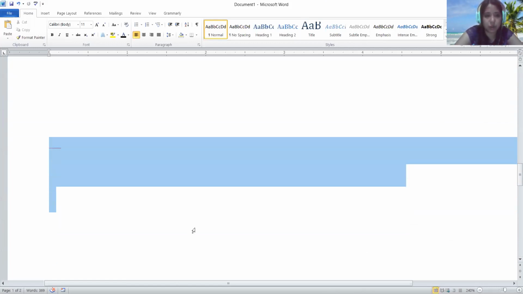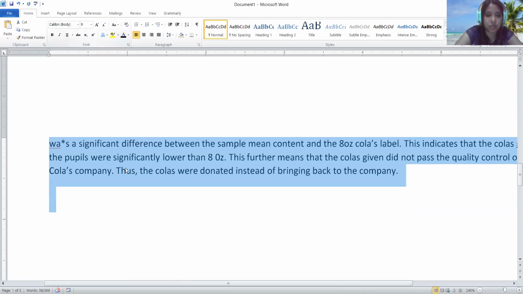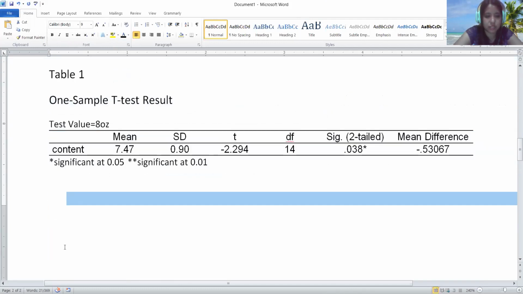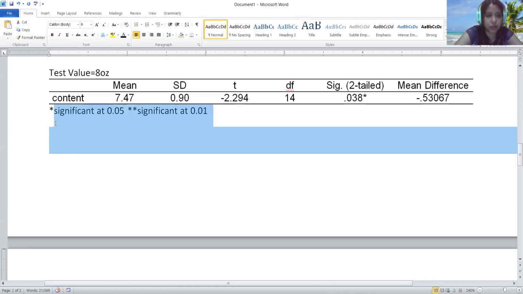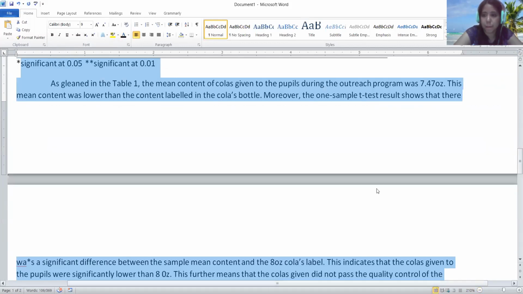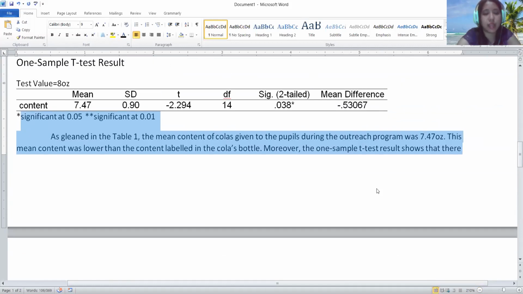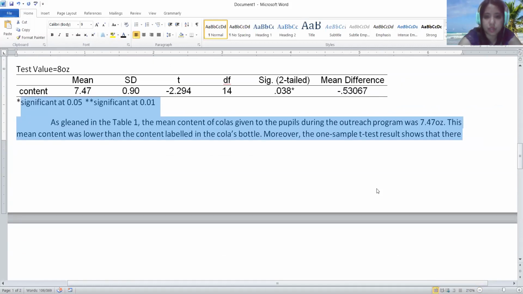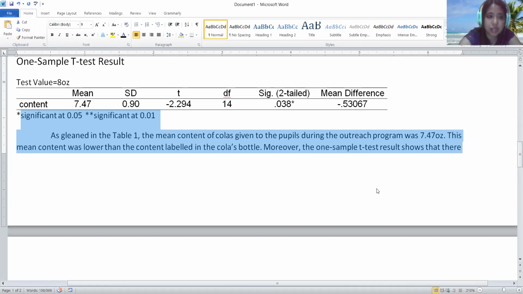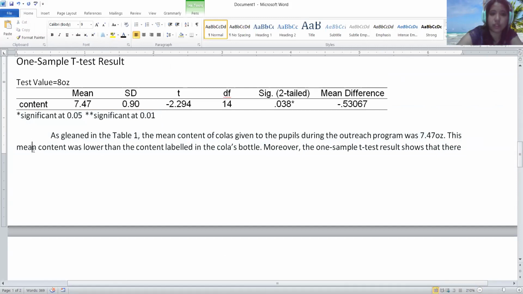So let's go back to our data. So this means that, so let's just show the interpretation. So as gleaned in table 1, the mean content of colas given to the pupils during the outreach program was 7.47 ounces. This mean content was lower than the content label in the colas bottle.